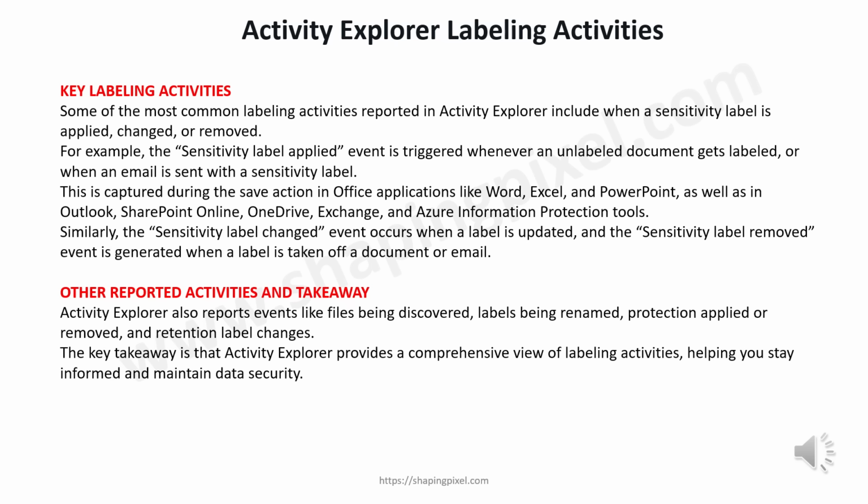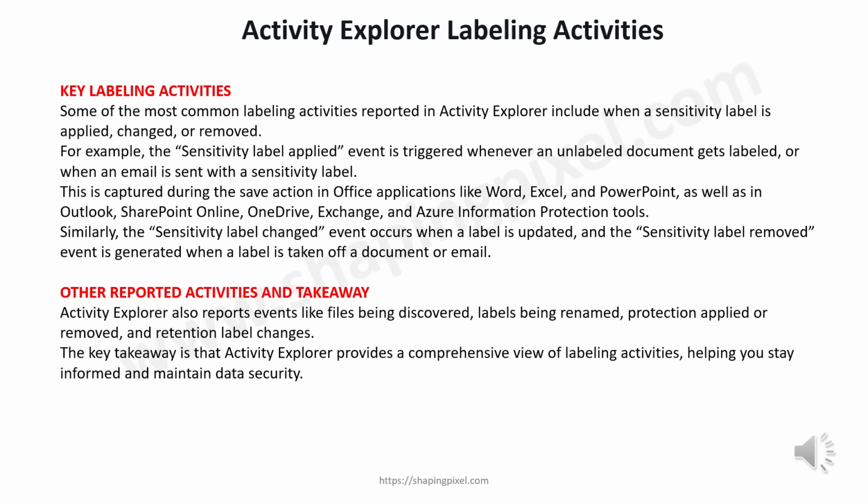Some of the most common labeling activities reported in Activity Explorer include when a sensitivity label is applied, changed, or removed. For example, the sensitivity label applied event is triggered whenever an unlabeled document gets labeled, or when an email is sent with a sensitivity label. This is captured during the save action in Office applications like Word, Excel, and PowerPoint, as well as in Outlook, SharePoint Online, OneDrive, Exchange, and Azure Information Protection tools.